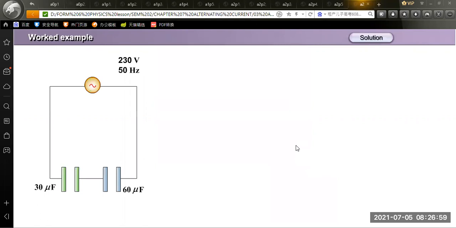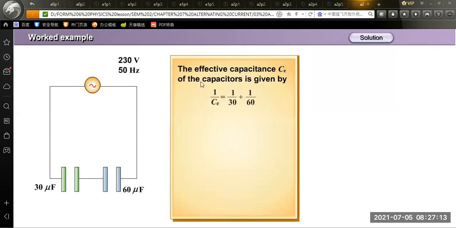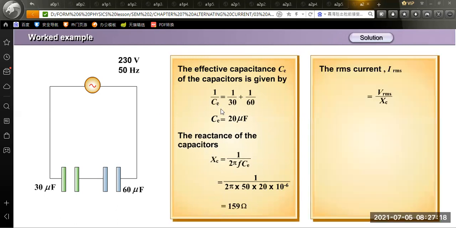What happens when we have two capacitors which are connected in series to each other? Series to each other, this means that the effective capacitance will be 1 over CE, effective, total, equal to 1 over 30 plus 1 over 60. So at the end, we get that it will be 20 microfarad. Okay, this means that the capacitance is reduced.